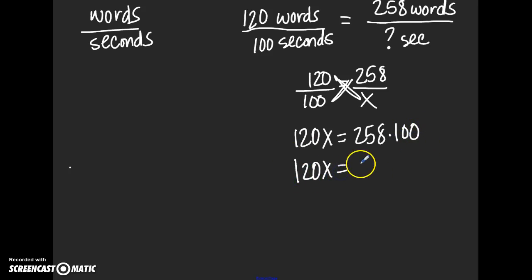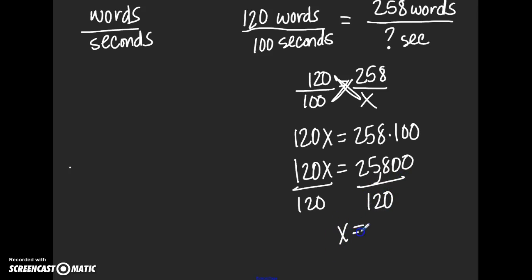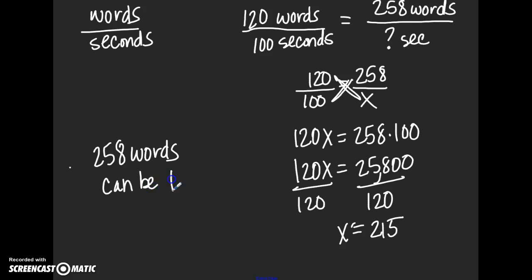If I multiply those out, multiplying by 100 is basically just adding two zeros, so 25,800. Divide both sides by 120. Let me do that real quick. 215. Okay, so my final answer, we could say 258 words can be typed in 215 seconds.